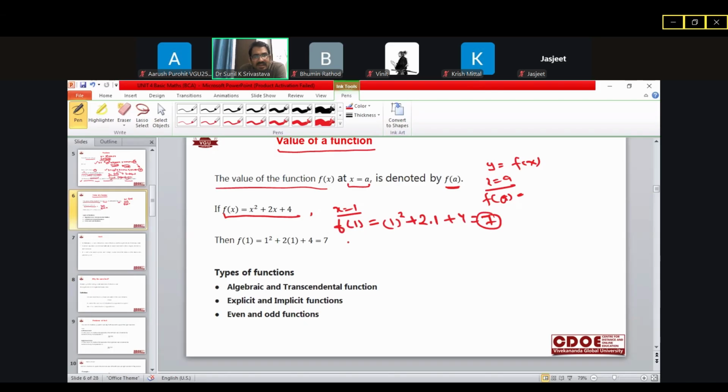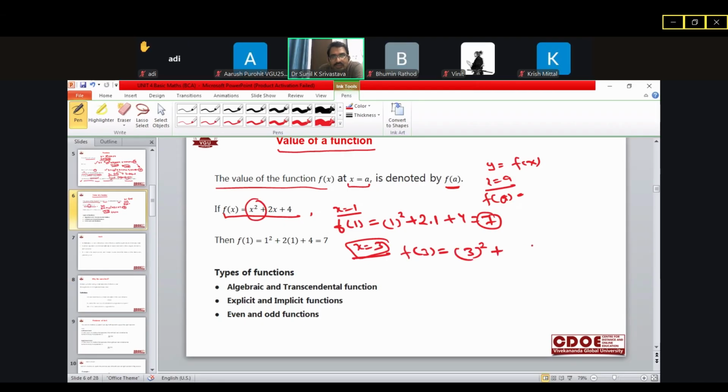Similarly, what is the value of the function at x is equal to 3? That is denoted by f of 3. How to write it? This is x square, so it means 3 square. Then 2 into 3, and plus 4. That is 3 square, which is 9, plus 6, plus 4, that is equal to 19.